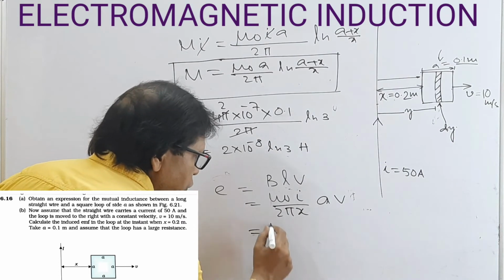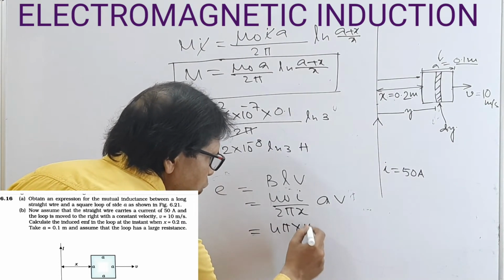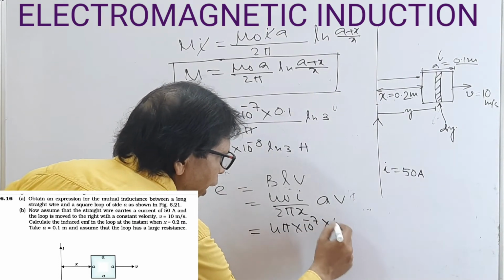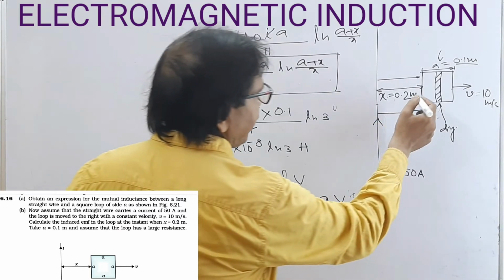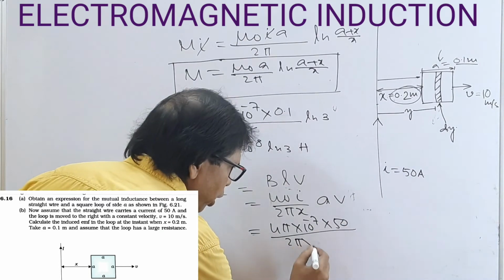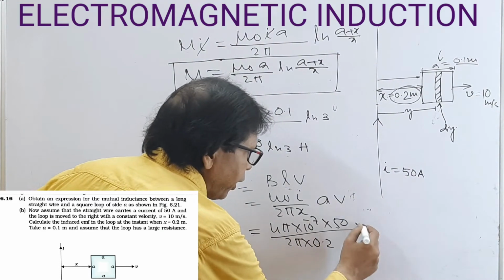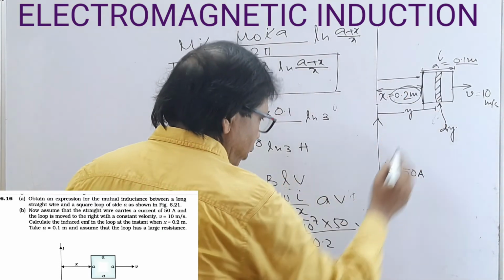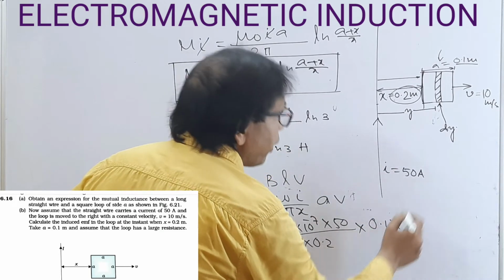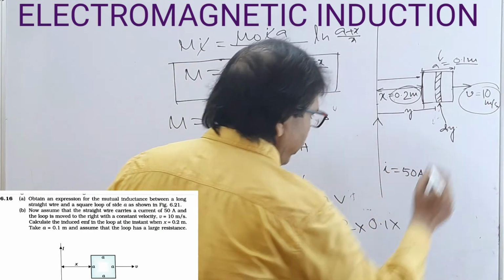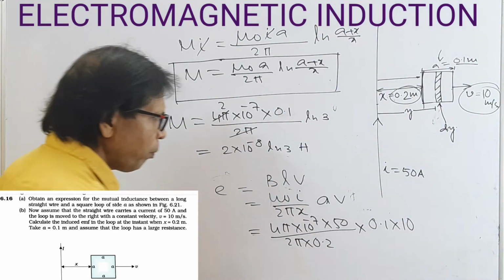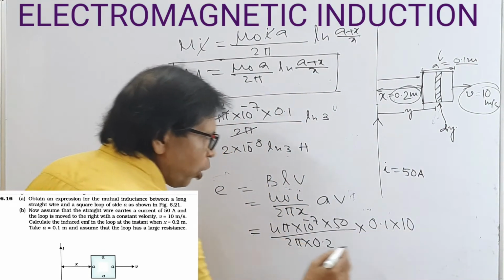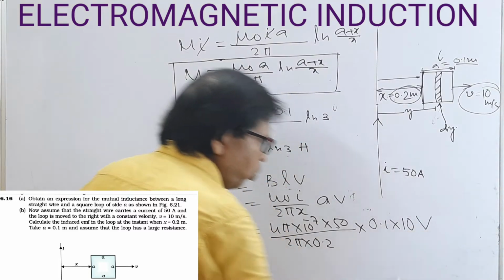Now look at this, mu naught is 4 pi into 10 to the power minus 7, I equals 50 ampere, and this is the 2 pi, x equals 0.2 meter, so this is the 0.2 meter. The length of the side is 0.1, and velocity is equal to 10 meter per second. So finally the magnitude of induced EMF is equal to this volt.